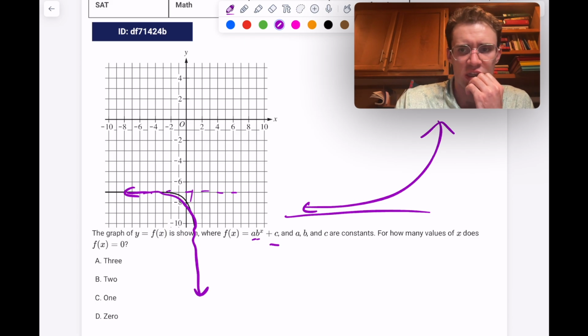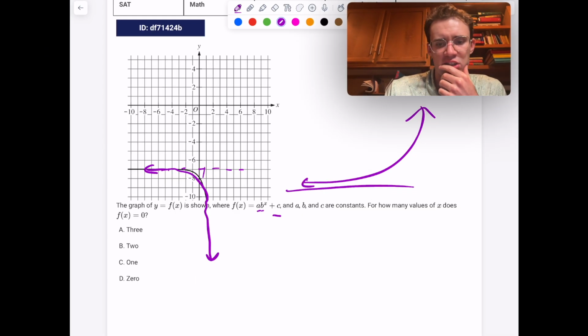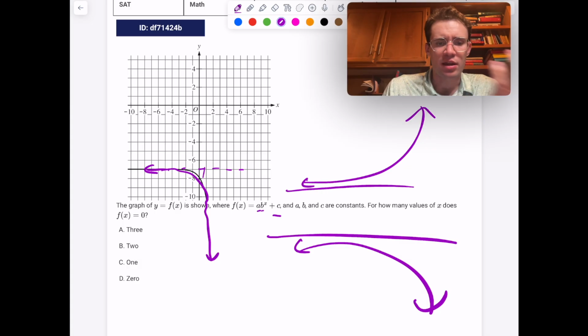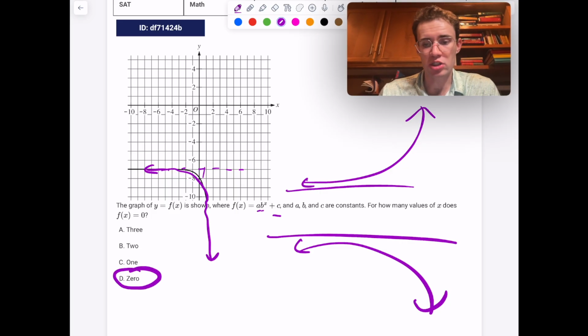And this one is just inverted, right? It's flipped over the axis and then shifted. So it's more like that. And yeah, that would lead us to believe it's never going to actually reach a y value or output value of 0. So there are 0 answers for how many values of x is f of x equals 0? None.